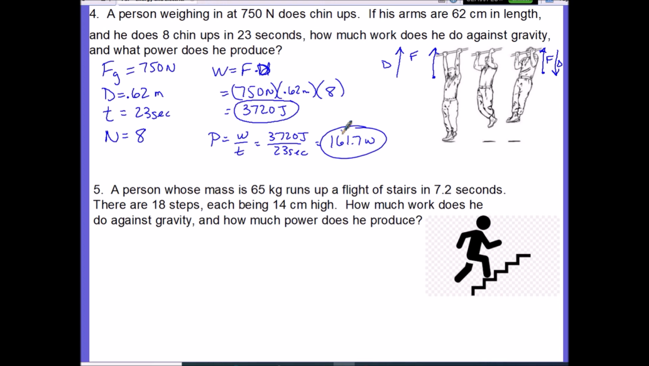Okay, last one, number 5. A person whose mass is 65 kilograms runs up a flight of stairs in 7.2 seconds. There are 18 steps, each being 14 centimeters high. How much work does he do against gravity? How much power does he produce?